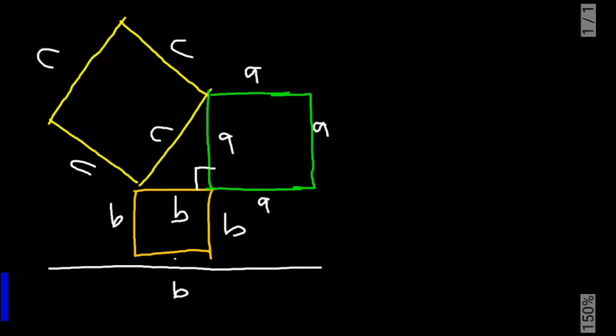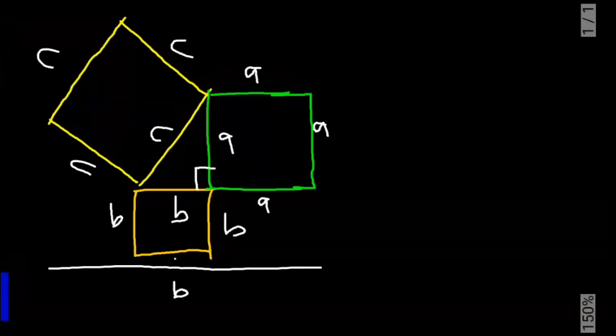Pythagoras proposed that the area of the square having the longest side is equal to the area of the other two squares. So what does that mean? What is the formula for the area of a square? The formula for the area of a square is you pick one of its sides, then you square it.